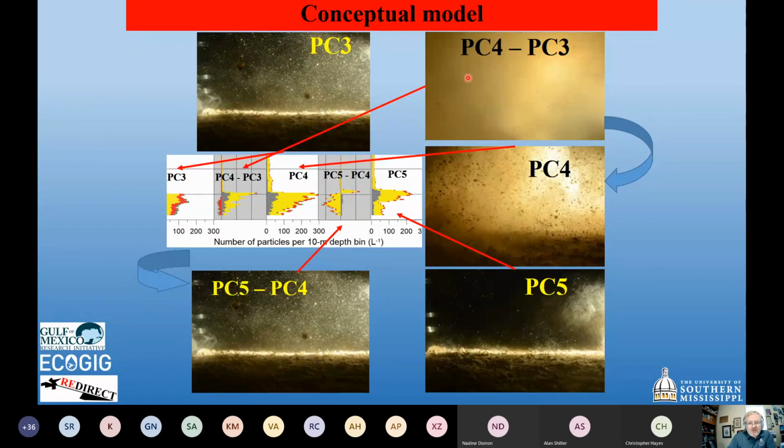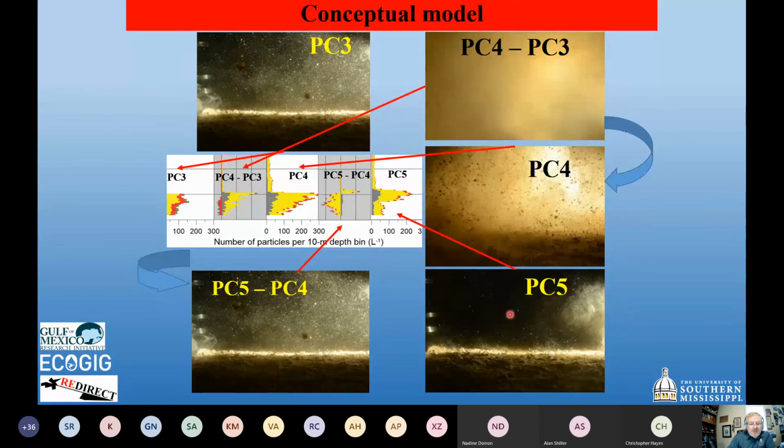If you look at visualizing this whole thing, PC3 is a normal particle distribution with a nepheloid layer. Then the difference here means an increase in fine particles, really blurry, and a loss in large particles. Then PC4 is a mixture of all of them. It's very increased, lots of particles, lots of large and small particles. Then the difference here is we lose a lot of particles, and we have generally much less particles.